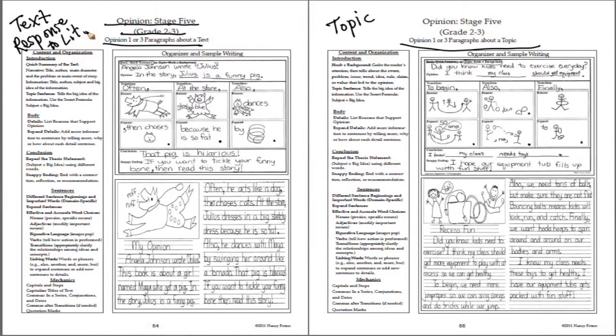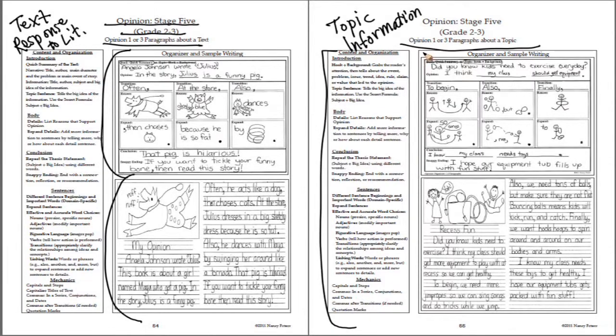And this is where we're going to have an opinion about typically information, about a topic. So on this page, we formatted our opinion writing, and we also have our organizer and then a sample of student writing. On the next page for information for opinions, again, you have your descriptors, but then we have our organizer and then a sample of student writing.